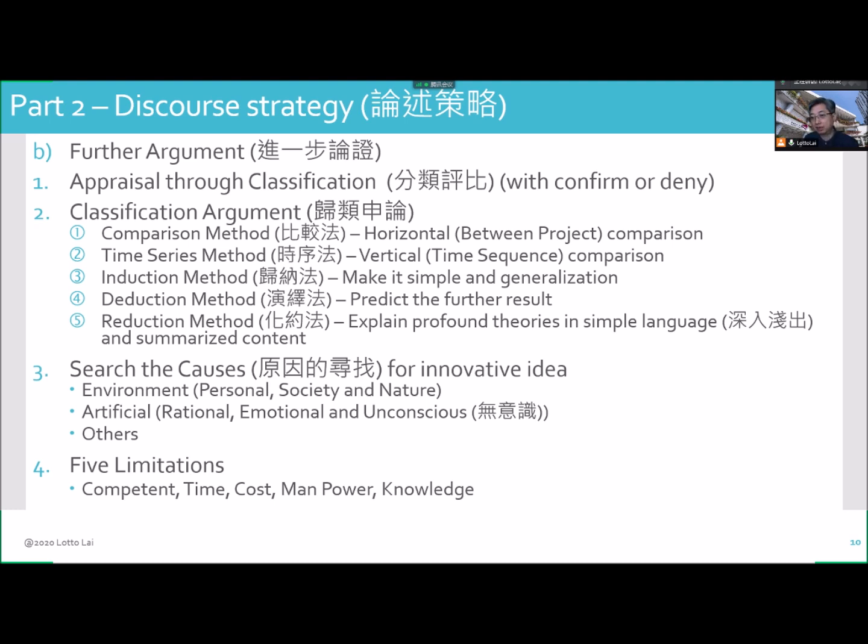Reduction method is to explain the profound method in simple language or summarize contents. Third is to search for the cause of an innovative idea. Sometimes you base it on the environment, personal, society, and nature, or artificial, rational, emotional, or unconscious factors, or others. The last part, 4, is the limitation for your writing or description. Your thesis is limited by competence, time, course, manpower, and knowledge.